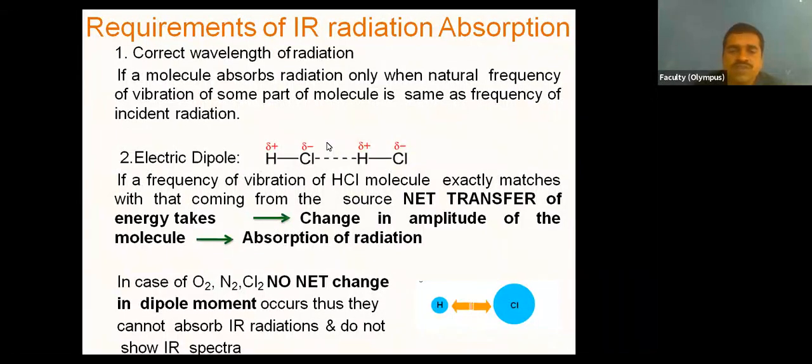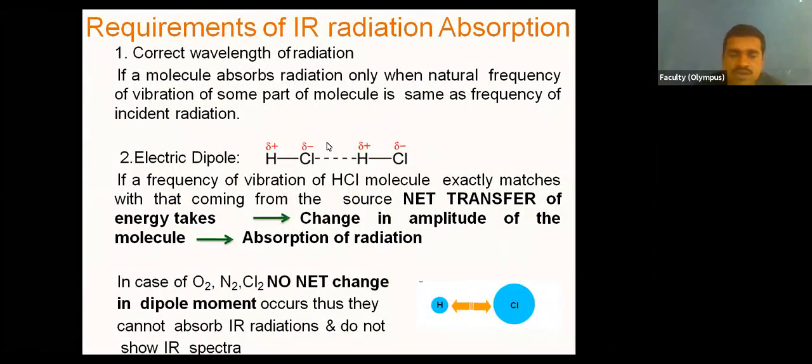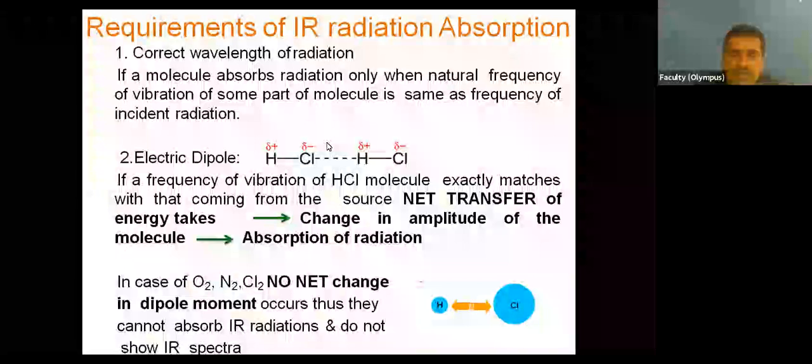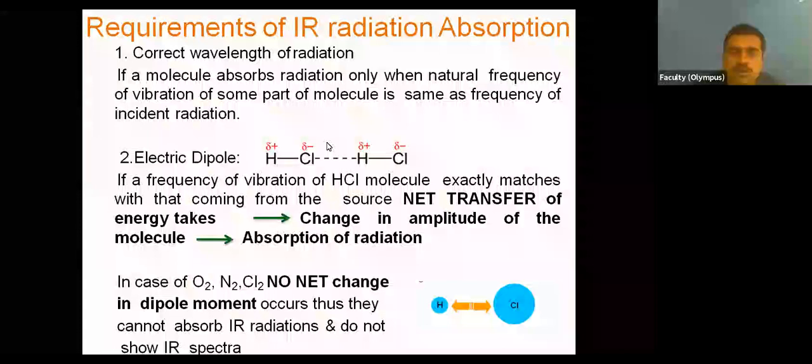So such molecules do not absorb infrared radiations. Why? Because due to vibration of such molecules, a fluctuating electric field is not produced. If such a molecule vibrates, a molecule that has no charges, then the electric field is not produced, and it does not interact with the electromagnetic radiation. So there must be a permanent electric dipole moment in that molecule.